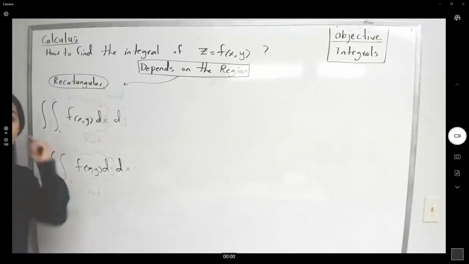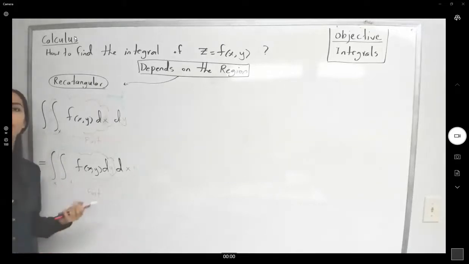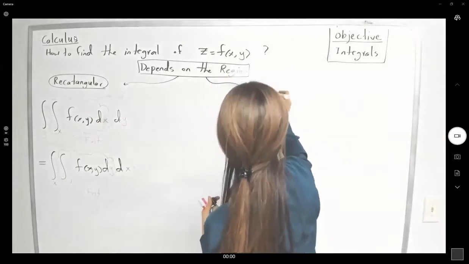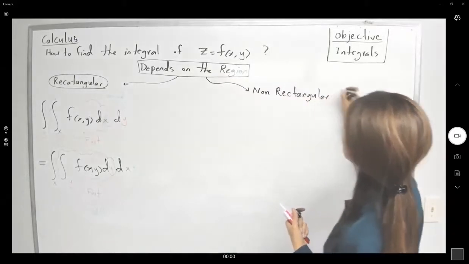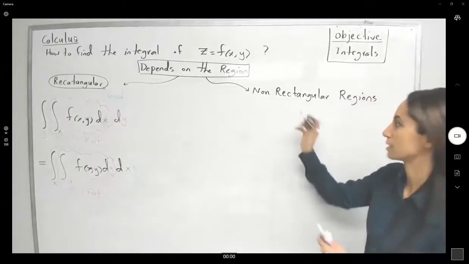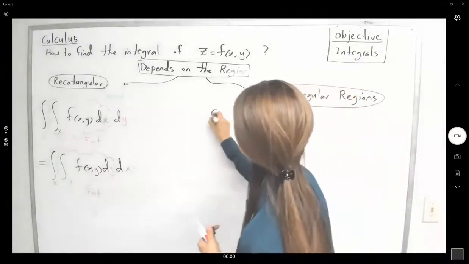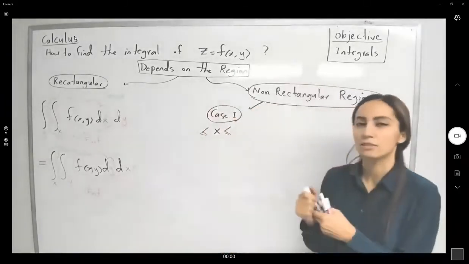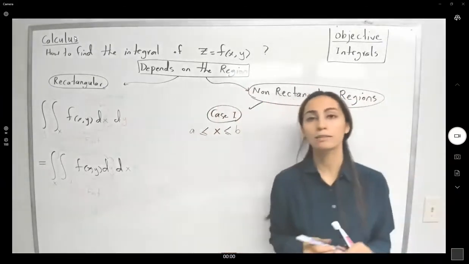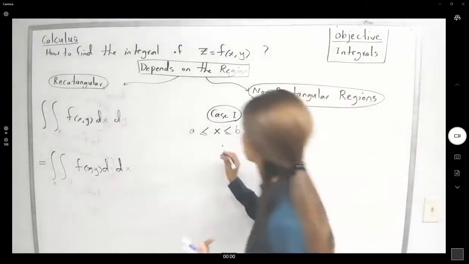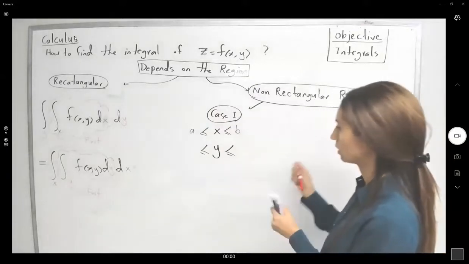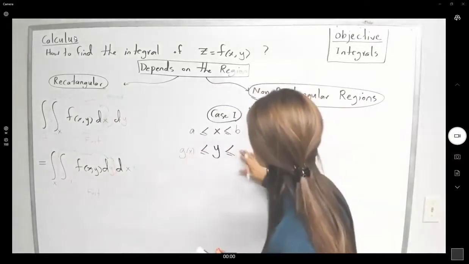Now I expect you to ask, as Grace asked, what if we don't have fixed boundaries? What if my x is bounded between two numbers, but my y is different? So when it comes to non-rectangular regions, they have two cases. Case one is that your x is bounded between a and b. Your x is fixed, a and b, but your y is bounded between two functions that are functions of x. So here we have, for example, g of x and h of x.